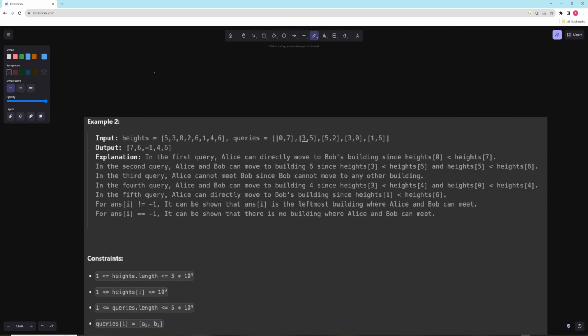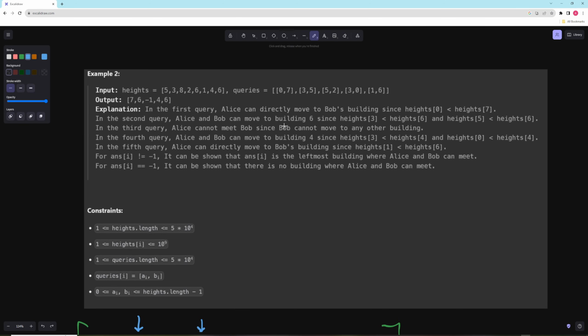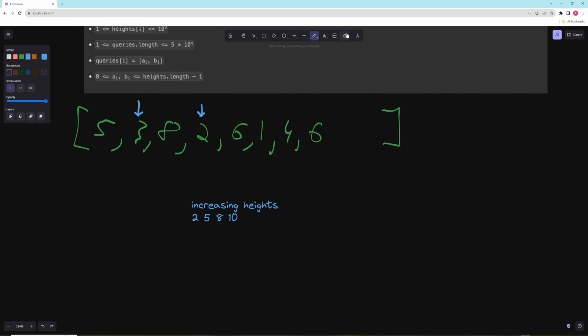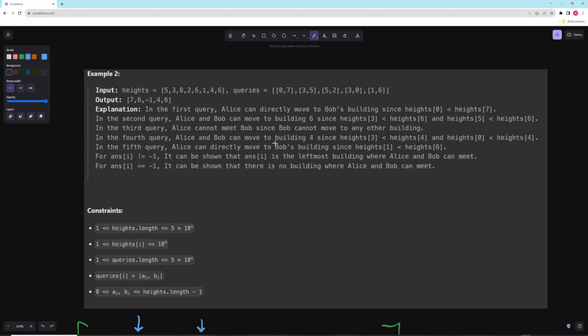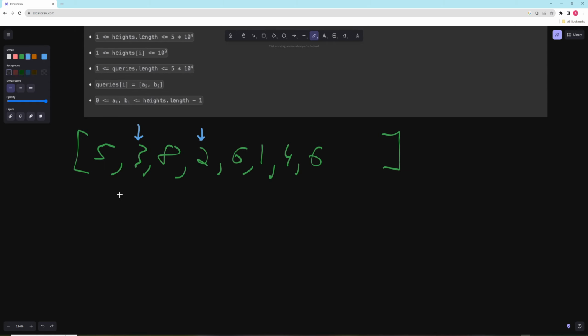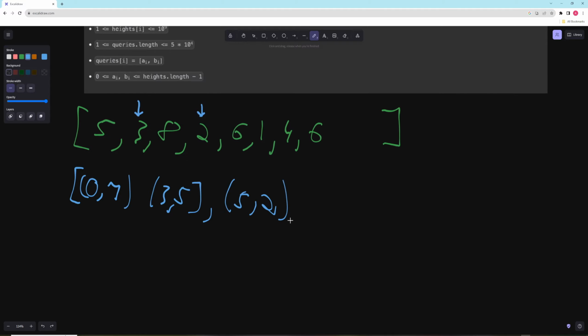So what we can do is we can take our queries. Let's actually write them down, and I'm going to walk through the exact process here. So let's say we have 0 7, 3 5, 5 2, and so on. Let's write those down. So we have 0 7, 3 5, 3 5 5 2, and 3 0 1 6.